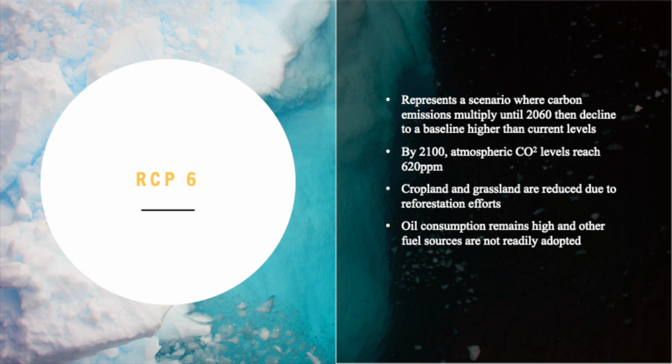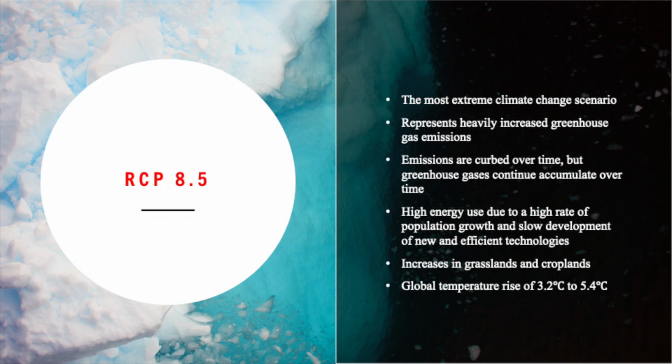Cropland and grassland are still reduced due to reforestation efforts, but oil consumption remains high and other fuel sources are not readily adopted. RCP 8.5 is representative of heavily increased greenhouse gas emissions. Although emissions are curbed over time, greenhouse gases continue to accumulate in this scenario.